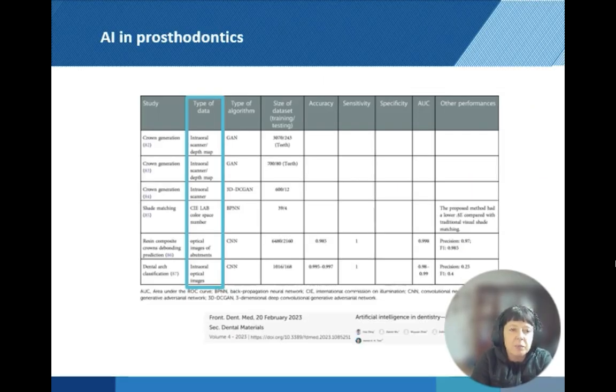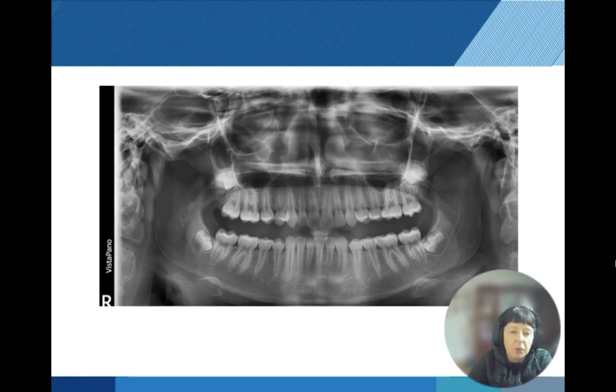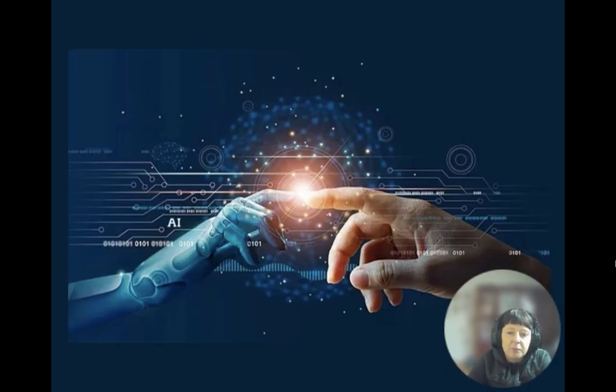When we take a look at the table with use of data in, for example, prosthodontics, AI is used on intraoral scanner information, also on optical images, for example, of abutments, and intraoral optical images. In oral surgery and oral medicine, it's confocal laser endomicroscopy images, intraoral optical images, and optical coherence tomography images. And of course, it's radiography, just like this digital panoramic. So right now, the majority of applications of artificial intelligence in digital dentistry concern radiology. And this is the topic of my lecture, to discuss the role of AI in imaging.